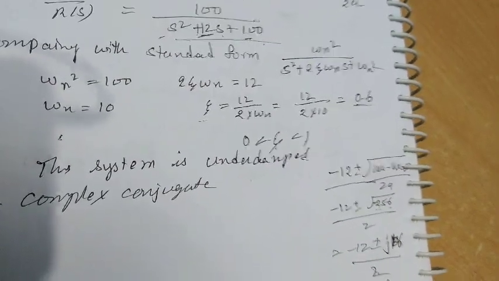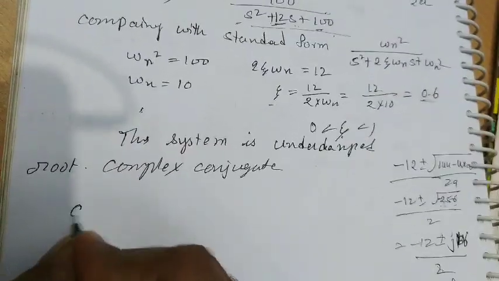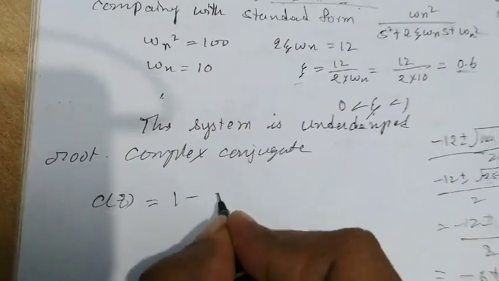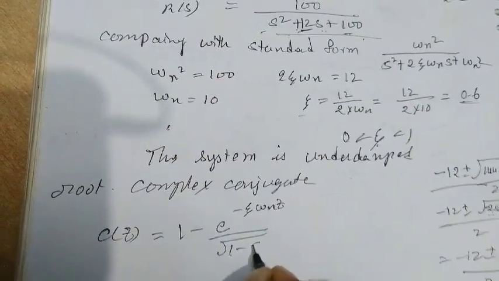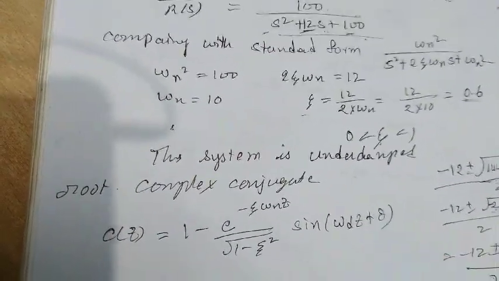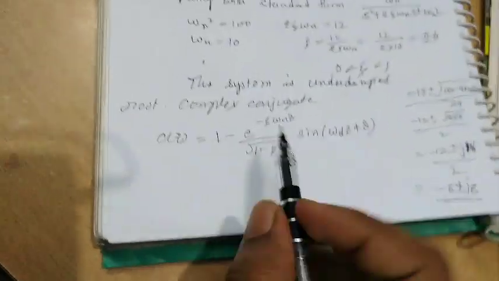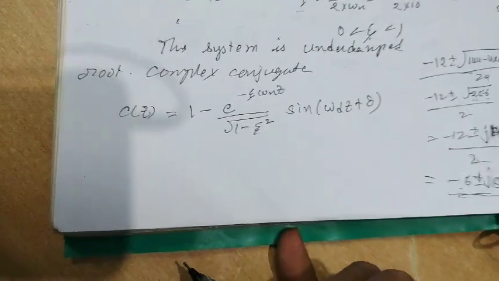As we know, the time response of a second order underdamped system is given by C of t equals 1 minus e power minus zeta omega n t divided by under root 1 minus zeta square, sine of omega d t plus theta. So if you know the zeta value and omega n value, you can substitute directly in this and you will get the response. This is for direct substitution.